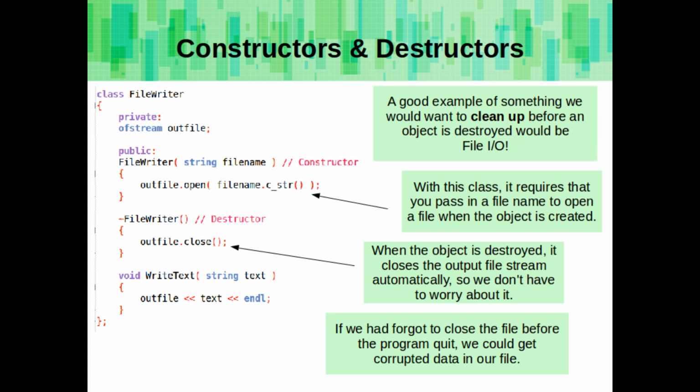A good example of something we would want to clean up before the object is destroyed would be file IO. So with this class, it requires that you pass in a file name to open a file when you first create this file writer object. And then when the object is destroyed, it closes the output file stream automatically, so we don't have to worry about it. If we had forgotten to close the file before the program quit, we could possibly get corrupted data or lose some information.